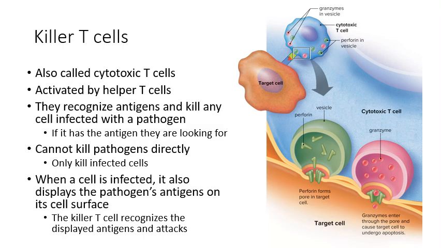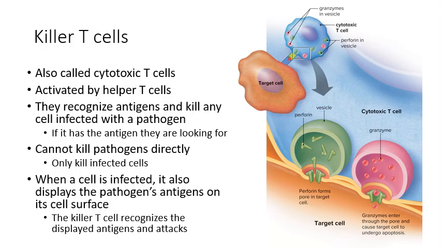Killer T cells don't kill pathogens directly, actually. They kill infected cells. So, for instance, a cell infected with a virus, a killer T cell would be able to identify that cell and kill it. The goal is to kill the infected cell before the virus can complete its life cycle within that cell.